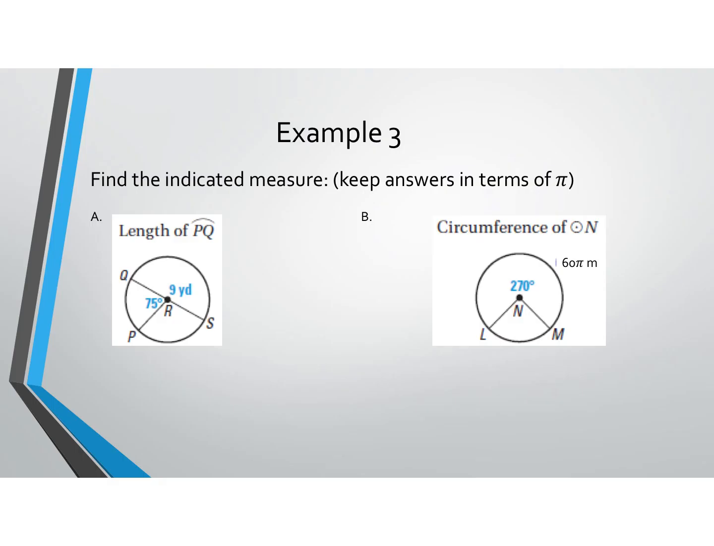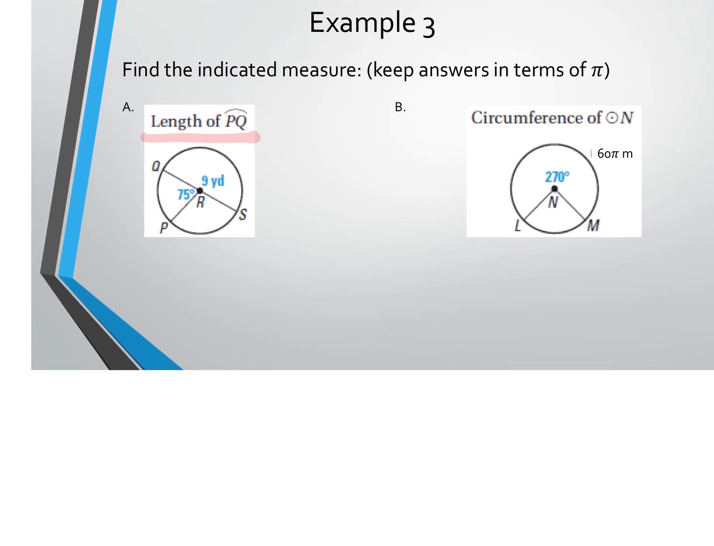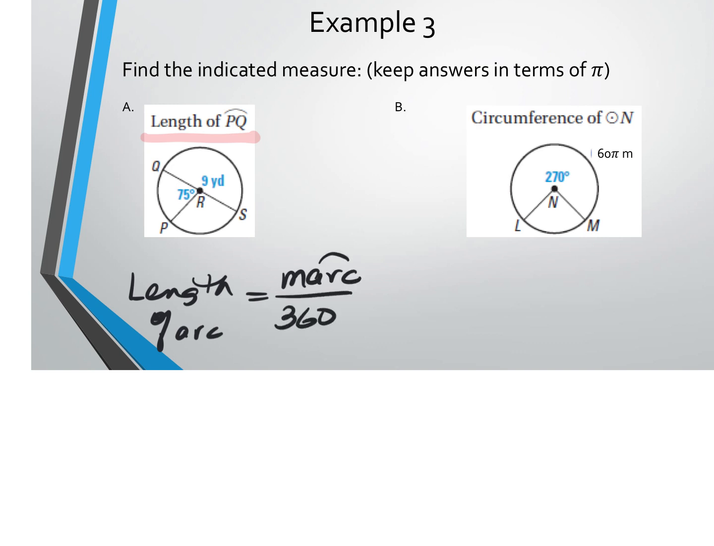Okay, so here it wants us to find the indicated measure. So in part A, they want us to find the length of the arc. And notice they've given us a diameter. So what I'm going to use is the length of the arc, or arc length, is equal to the measure of the arc divided by 360 times, and since they gave me a diameter, I'm going to use the formula for circumference, pi d, because that's what they gave me. They gave me the diameter.